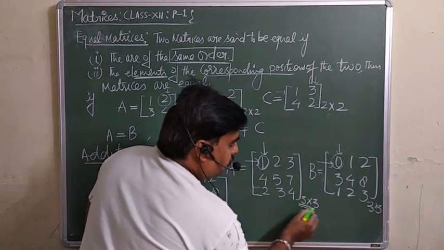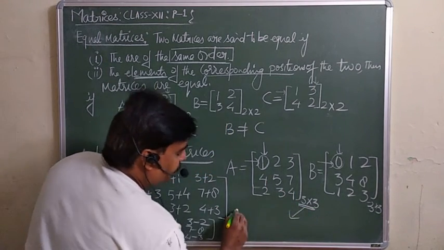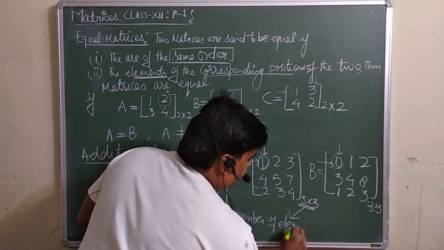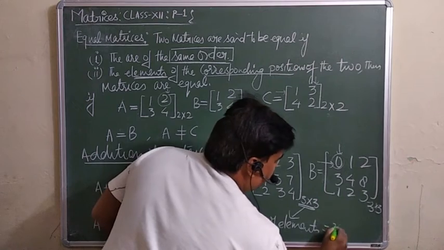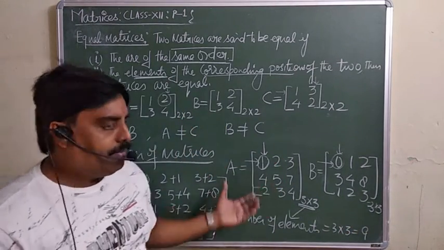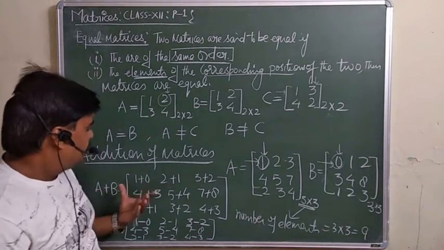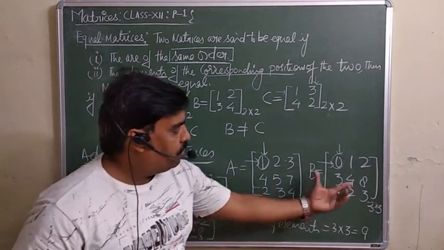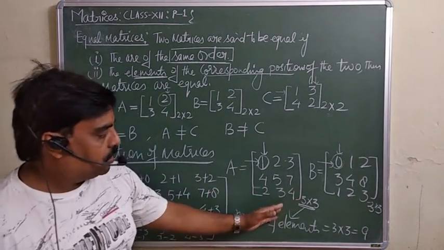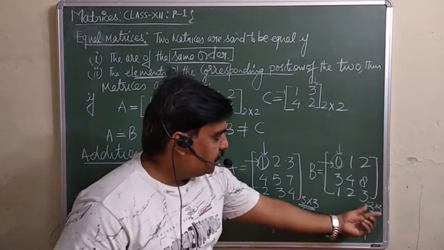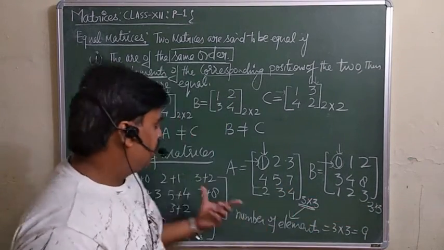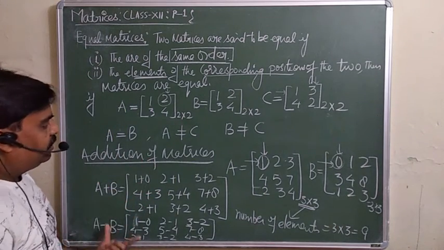This order also tells the number of elements in any matrix. If we multiply 3 into 3, it is 9, which means there should be 9 elements. So the number of elements can also be calculated, but that is not the matter here. Here we are talking about how you can add and subtract. They should be of the same order. If it is 3 by 3, then this should be 3 by 3. If it is 3 by 2, it should also be 3 by 2. Order should be the same, then only you can add and subtract.